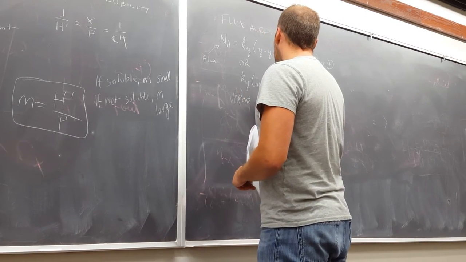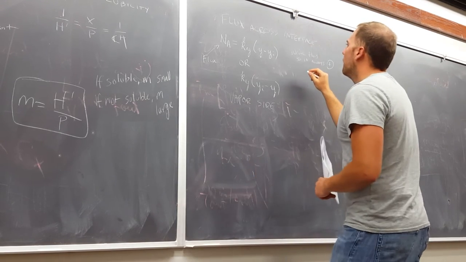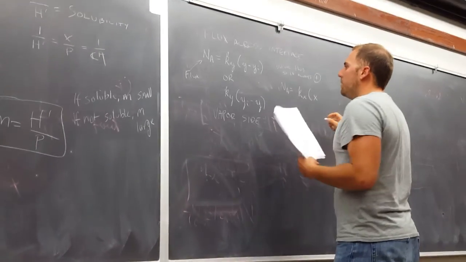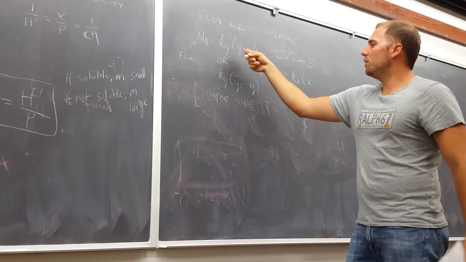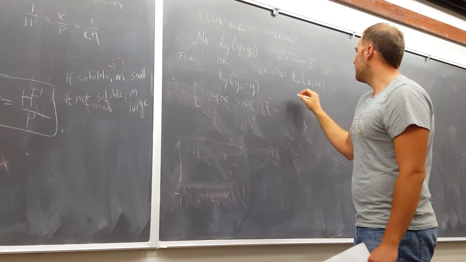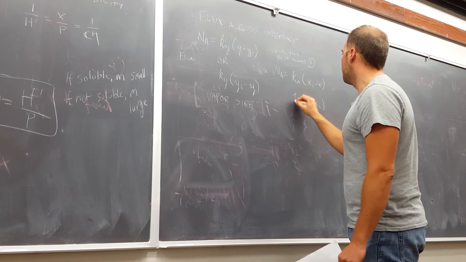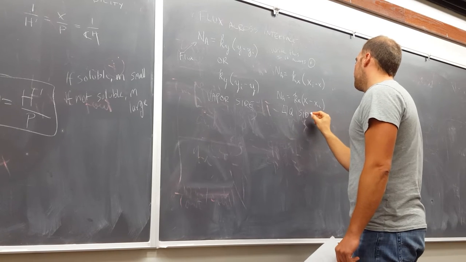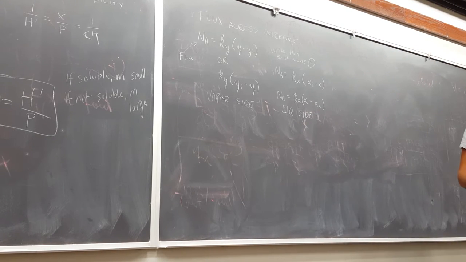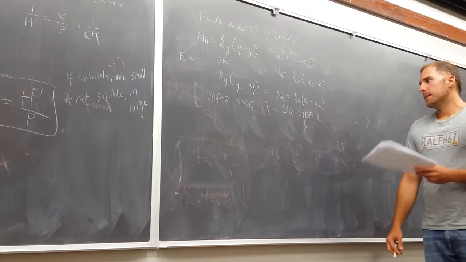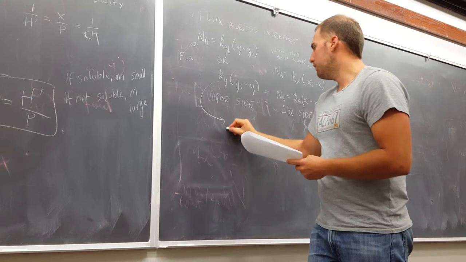You can write the same thing for the liquid side. NA equals kx, and then for whichever one you use, it'll be the opposite for the liquid. So if you use yi minus y for the vapor, it's xi minus x for the liquid. And if you use y minus yi, it's x minus xi. Because what comes out of one phase must go into the other phase, these two are both equal. This is the mass transfer coefficient.